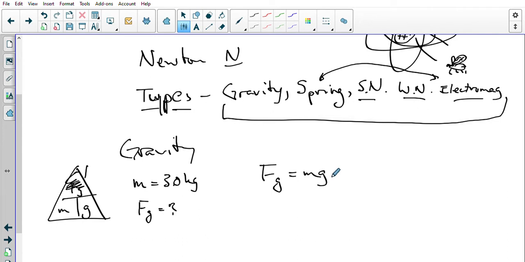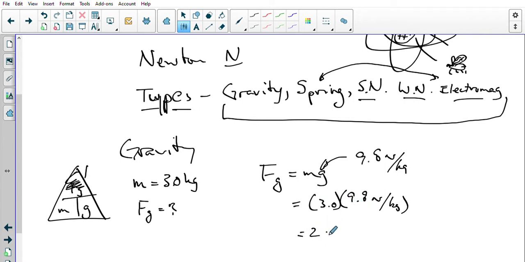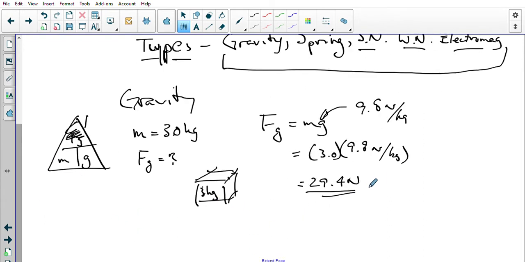We're looking for Fg, so it's like covering this up. So that's our mass times our g. And so that's going to be 3.0 kilograms times g, and g is a constant that's equal to 9.8 newtons per kilogram. So 3 times 9.8 then gives us a value of 29.4 newtons. So the force of gravity acting on this 3 kilogram object is equal to 29.4 newtons. And this is what we call the weight.